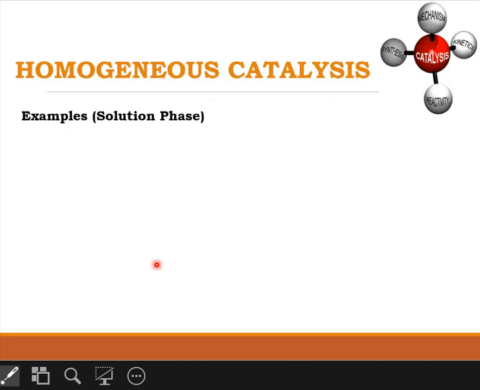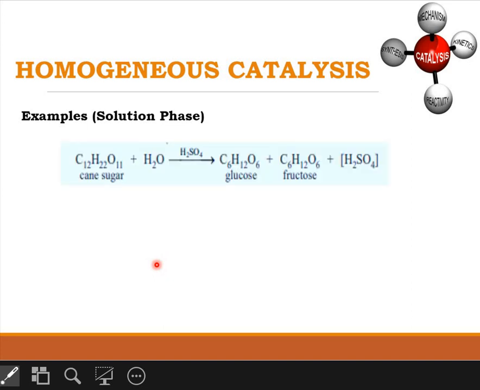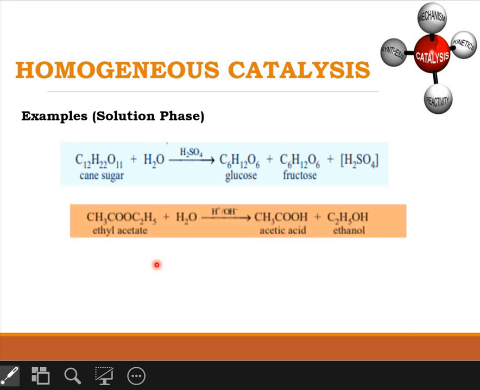In the same way, we'll discuss some examples of homogeneous catalysis in solution phase. The first one is the hydrolysis of cane sugar in aqueous solution in the presence of mineral acids as a catalyst. Look at this: all the reactants, products and your catalyst are in the same phase, that is, the solution phase. Another example is the hydrolysis of ester in the presence of either acid or alkali. Another example is the decomposition of hydrogen peroxide in the presence of iodide ion as a catalyst.